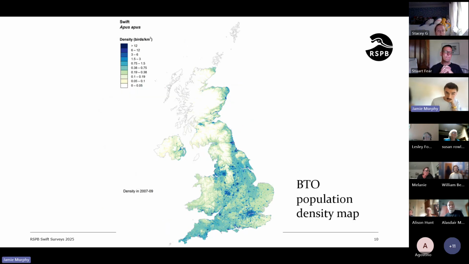So where are they in the UK? On this map, you can see all of the dark blue areas is where the densest population of swifts are. You might notice around London, around the West Midlands, around Greater Manchester, and all of these darker blue areas are actually towns and cities. And where they're least densely populated are away from that, typically in the more mountainous areas of the UK.